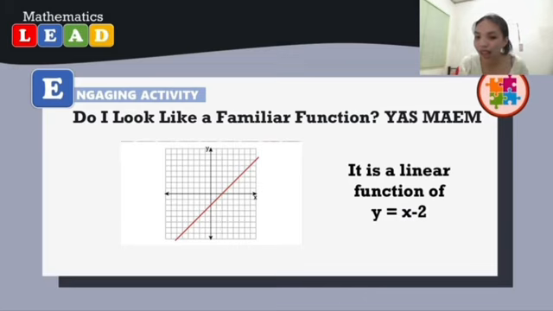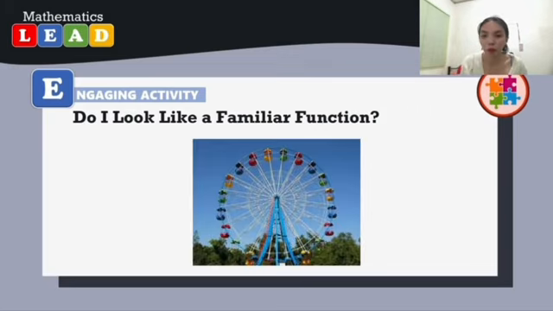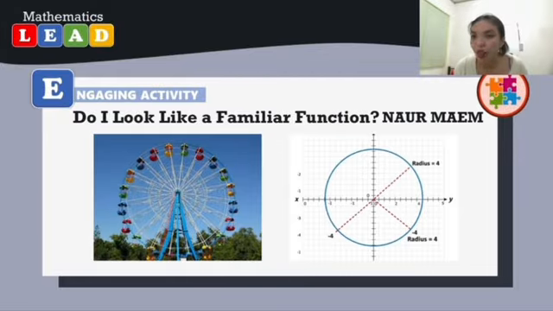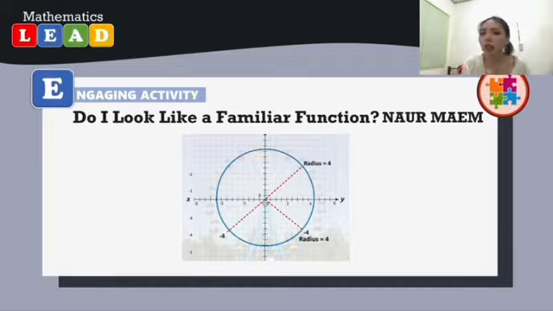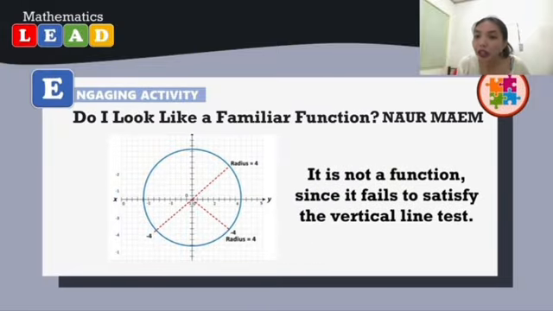Very good, everyone. Let's proceed to the next picture. Do I look like a familiar function? I'll give you 5 seconds again to think. In 5, 4, 3, 2, 1. Okay, time is up. Let's see if it is a function. It says no, ma'am. Let's see why. Because it is a circular function, and it fails to satisfy the vertical line test that determines the graph's functionality. I hope that everyone got the correct answer, and all of you still did a great job.